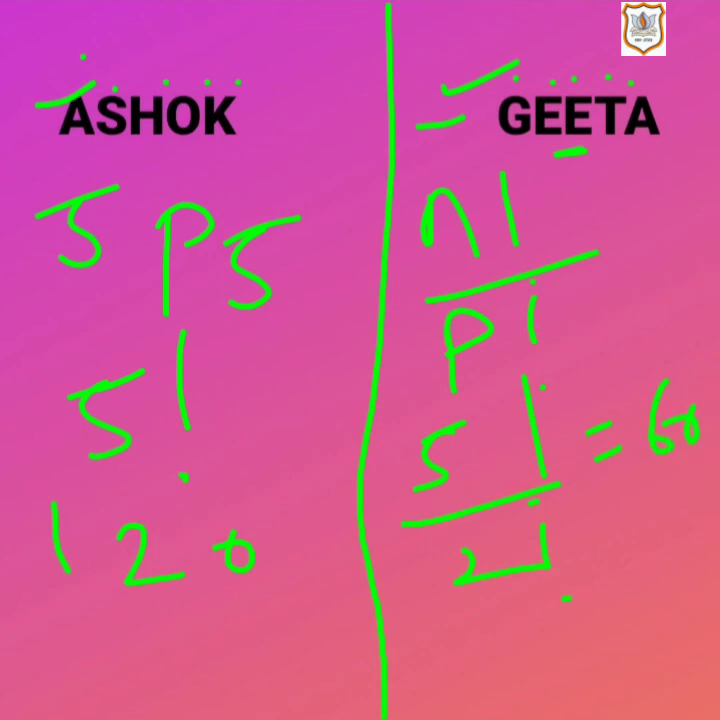So 120 is to 60. That becomes 2 is to 1. So the ratio is 2 is to 1 of the words Ashok and Gita.